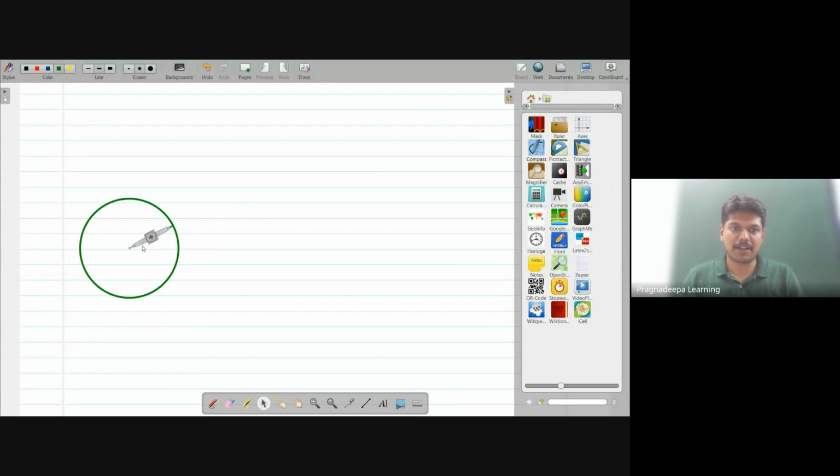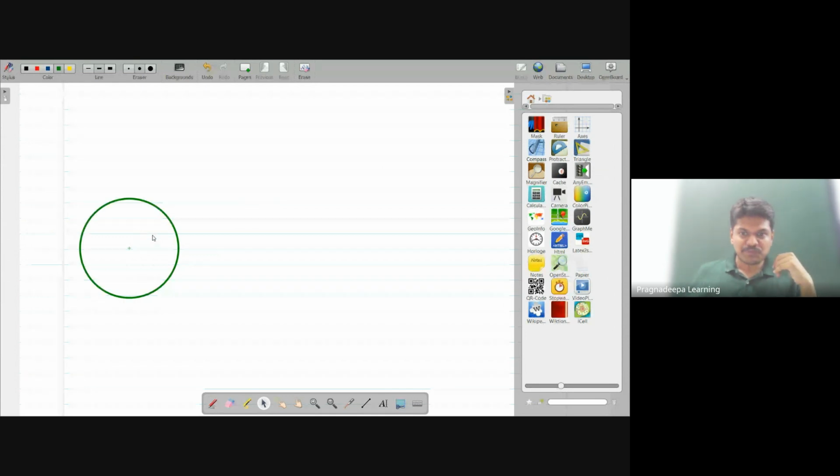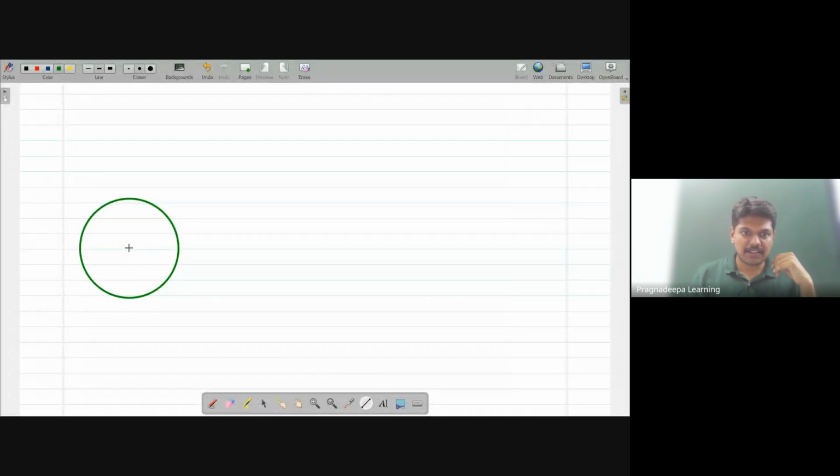This was the problem. There is a circle and they have joined the radius like this, OA, OB, and they have joined like this. And they are calling this angle as A, I mean the side as B, and this is C. And you are asked to find angle AOB.